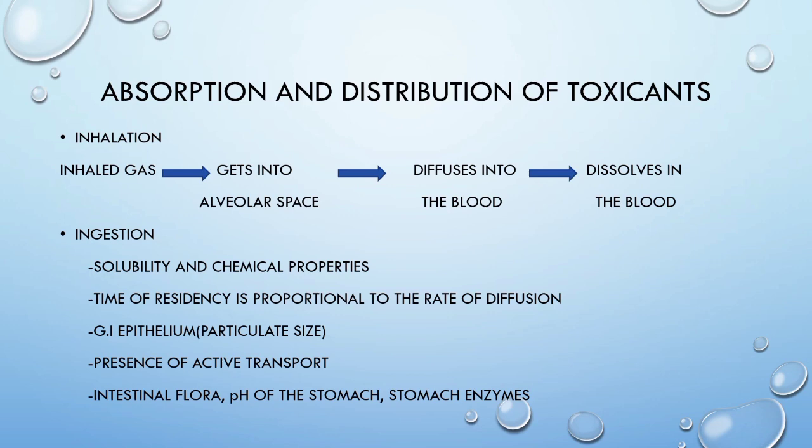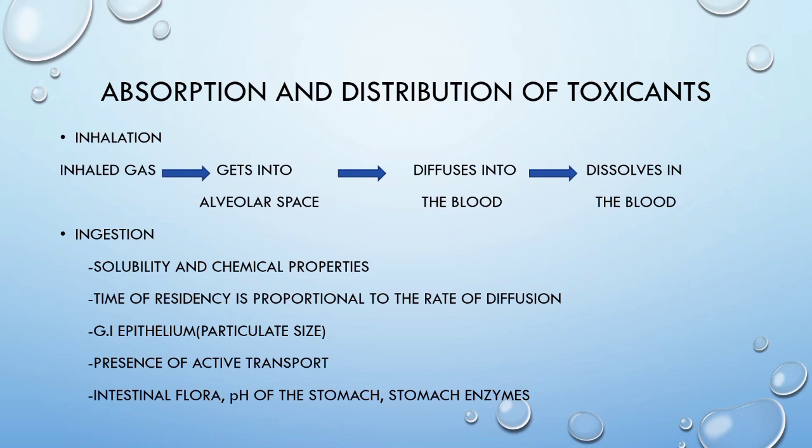Now, food and water taken into the body through the mouth gets into the gastrointestinal tract, where they can then be absorbed into the bloodstream. Now, in the bloodstream, lipid soluble toxicants or lipid soluble xenobiotics are more readily absorbed than water soluble xenobiotics. Now, the extent of absorption of a toxin in the GI tract depends on their solubility and chemical properties. Now, the presence of other substances in the GI tract will also affect the absorption.